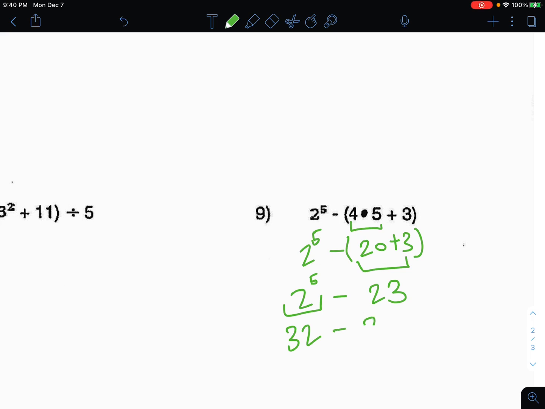And then we bring down everything else, minus 23. And now we do 32 minus 23. Let's see, I think that's not quite 10. It's 9, I think. Yeah, I think it's 9. Pretty sure it's 9. Hopefully it's not 11. Hopefully I'm not confused. Anyhow, that's number 9.